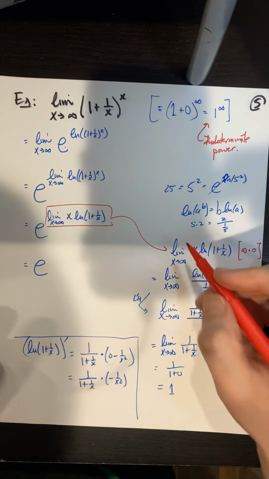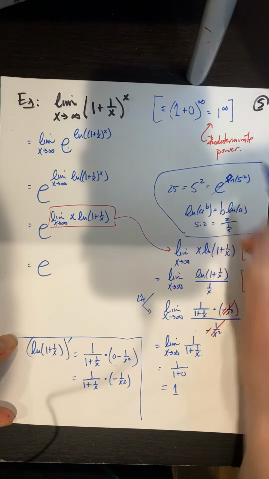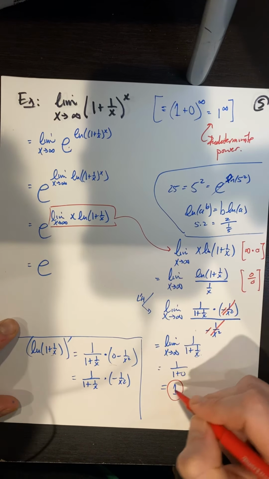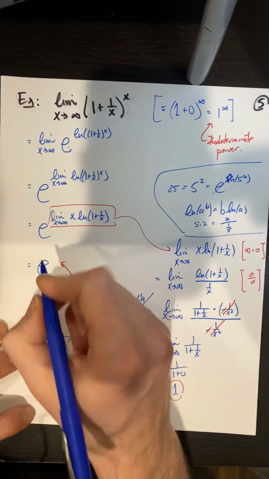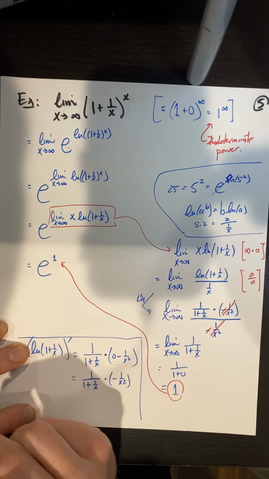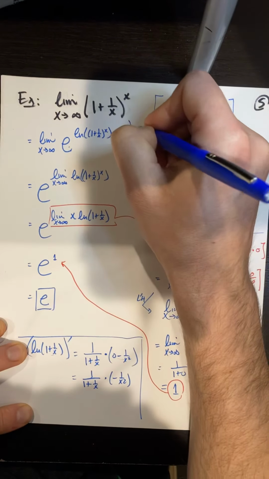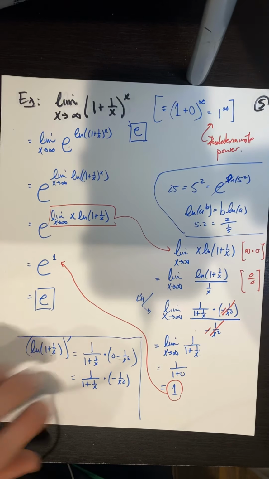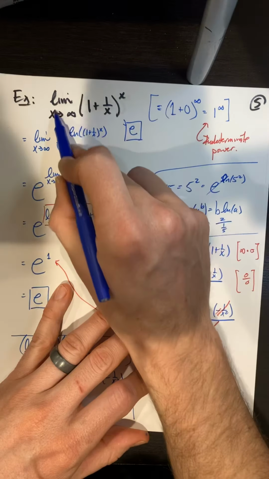So I'm not done, right? So again, this is just the exponent. So now this thing goes back here. E to the 1. So my answer is e. Okay? So that's a pretty crazy problem, but in some textbooks, this limit is actually defined as that number e.